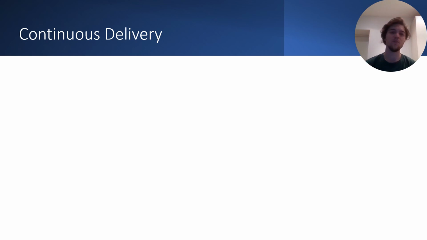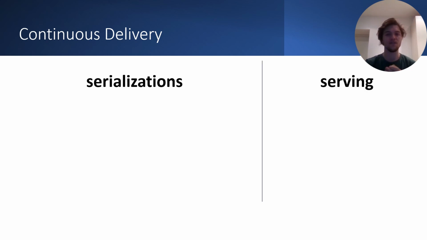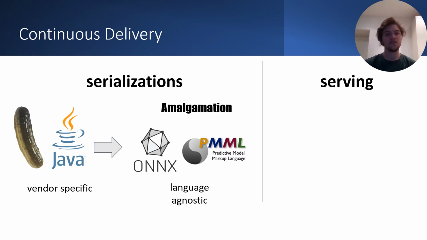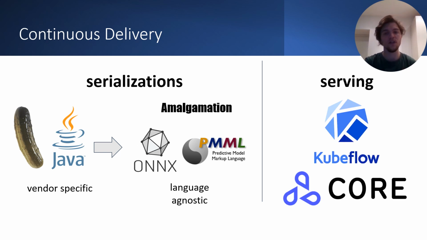In MLOps, new pipeline implementations are continuously delivered to the target environment that in turn delivers prediction services of the newly trained model. The delivery process can be separated in first serializing the ML model and then serving it. In the past, the serialization was done using pickle files or other vendor-specific formats, but MLOps promotes more language-agnostic approaches, such as ONNX or PMML file formats. MLOps also allows us to automatically serve the serialized models using tools such as Kubeflow or Seldon Core.